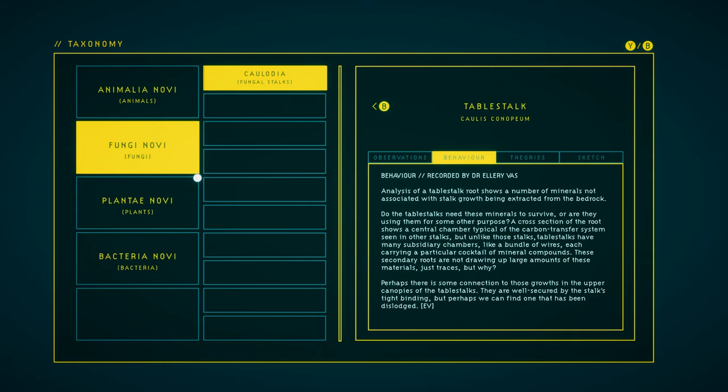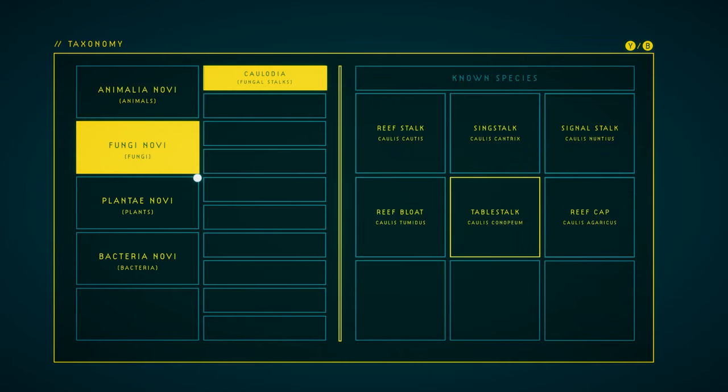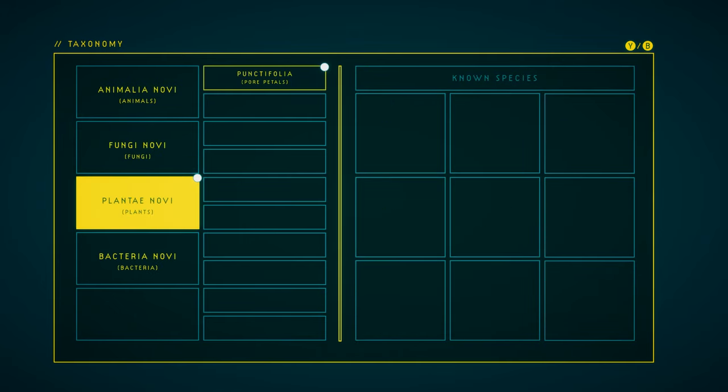They're well secured by the stalk's tight binding, but perhaps we can find one that has been dislodged. Shimmer blooms.